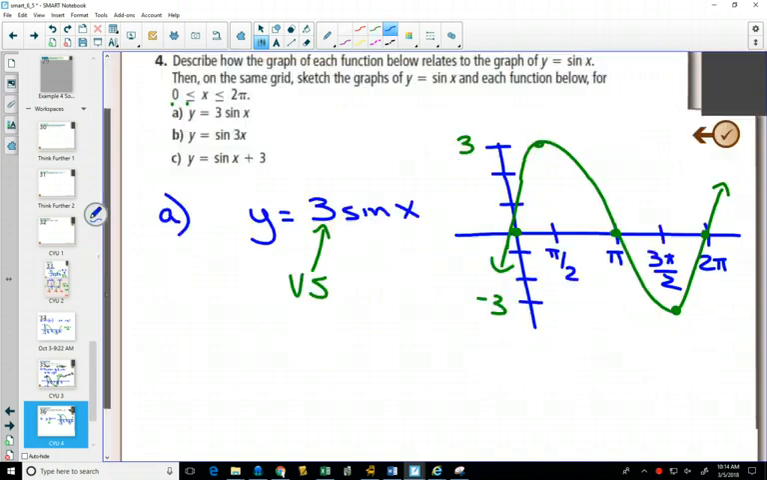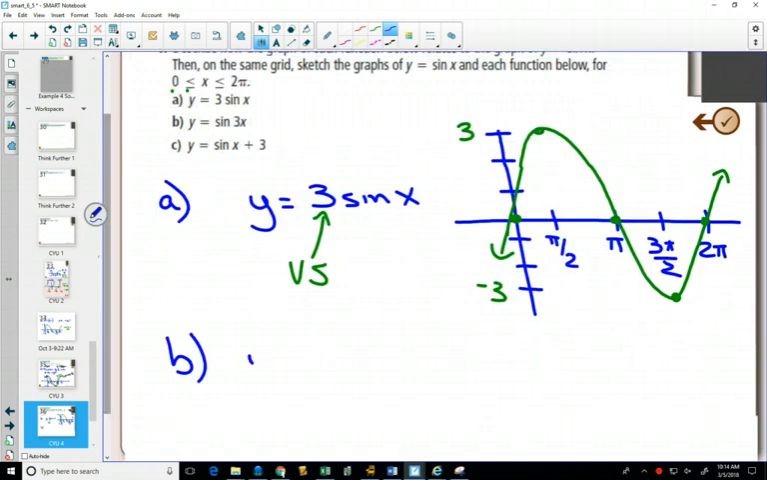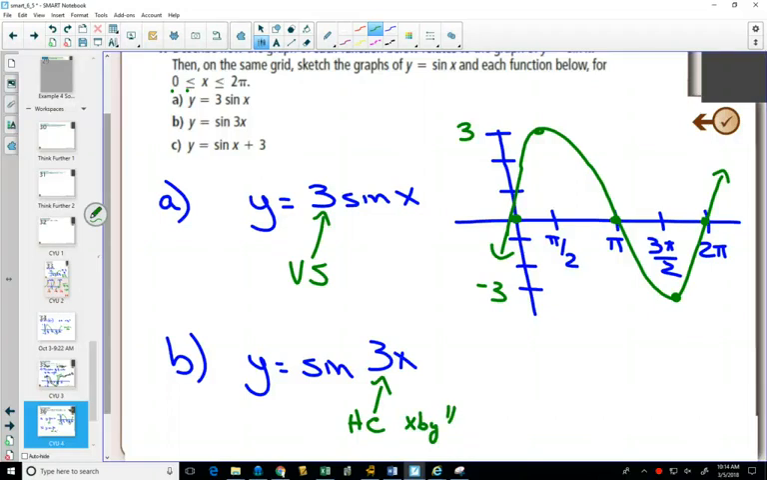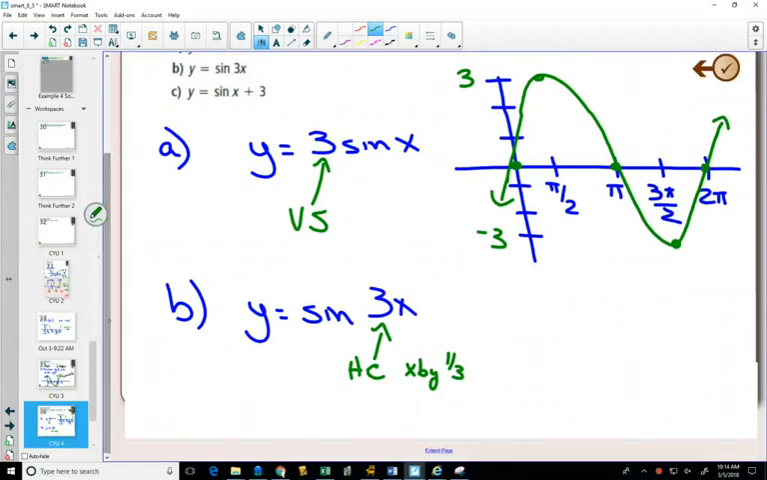In part B, we have sine of 3x. This 3 would be a horizontal compression. You would multiply your x values by 1/3. Now we have a formula that we created that says your period in a sine and a cosine graph is always equal to 2 pi over your b value. And since our b value is 3, we would get 2 pi over 3.